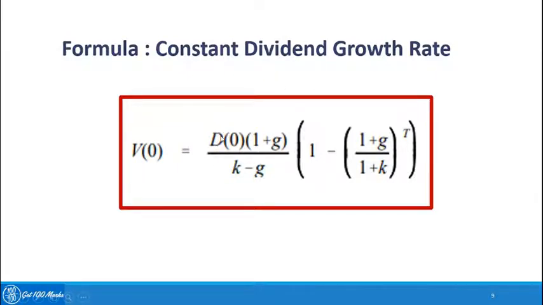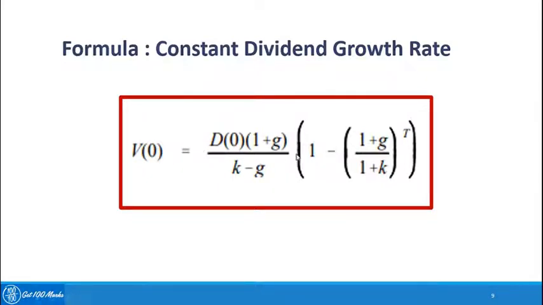This D0(1 plus G) can also be replaced with D1. Please understand that you always use D1 for calculating the present value of such a stock. That is why the formula mentions D0(1 plus G), which is nothing but D1, divided by K minus G. K is the discount rate and G is the growth rate. Multiplied by, within brackets, 1 minus (1 plus G) to the power of T divided by (1 plus K) to the power of T. The formula looks cumbersome, complicated, but it's not.